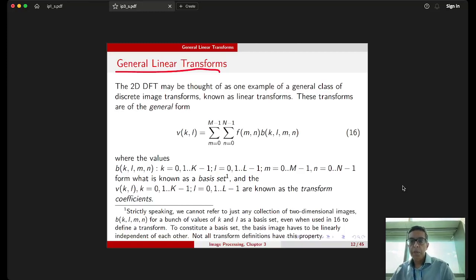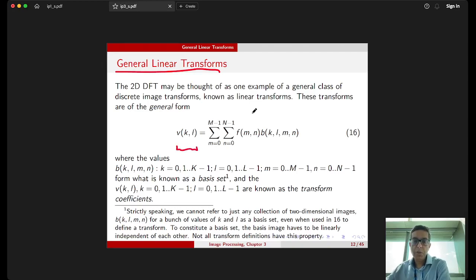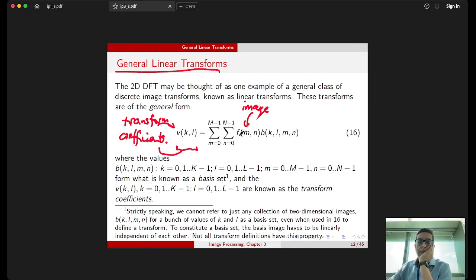So let's now consider the topic of general linear transforms. We're going to start by looking at this expression here, which generalizes the discrete Fourier transform and maps an image into transform space. So these are transform coefficients by this operation here. The operation contains a pair of summation functions, but these summation functions are simply running over all the rows and all the columns in the image.